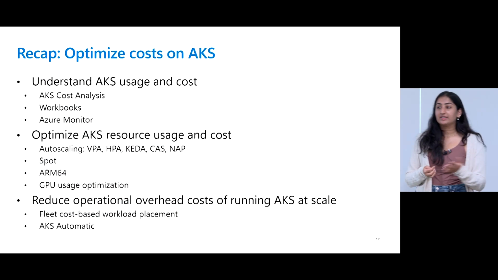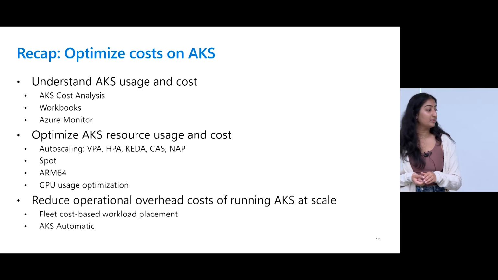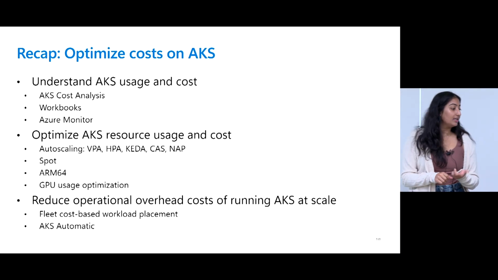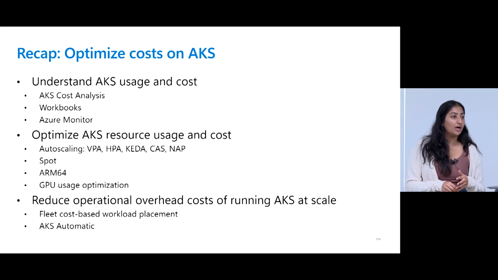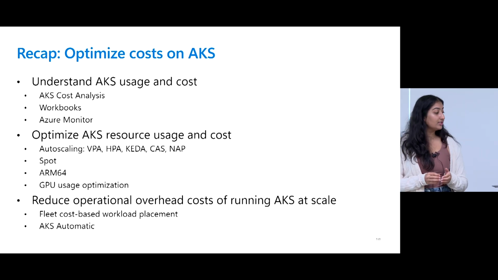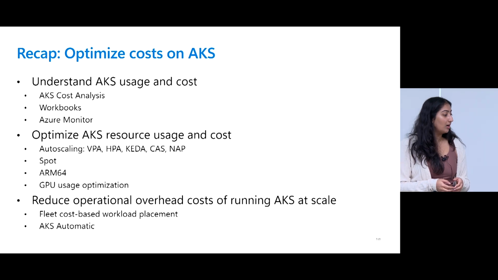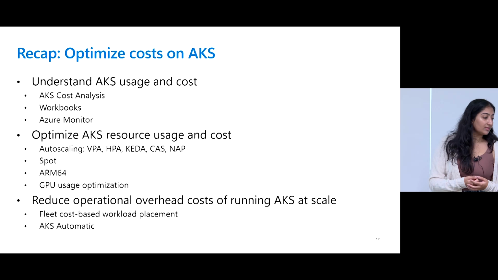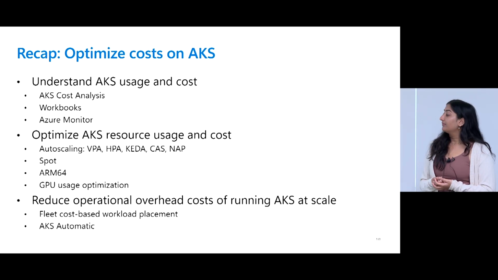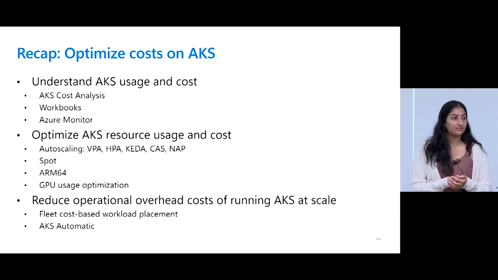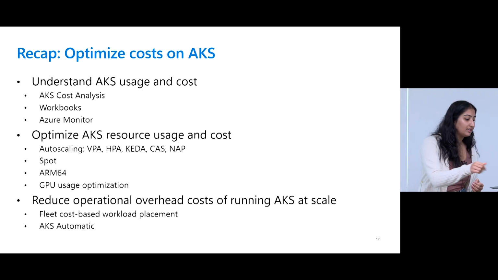So recap, based on these 3 pillars of cost optimization, you'd want to understand your AKS usage and costs, then optimize accordingly using different auto-scaling strategies or compute-specific optimization, and then reducing operational overhead costs of running AKS at scale. So using different solutions like Fleet cost-based workload placement, and then AKS Automatic that we've highlighted previously as well.